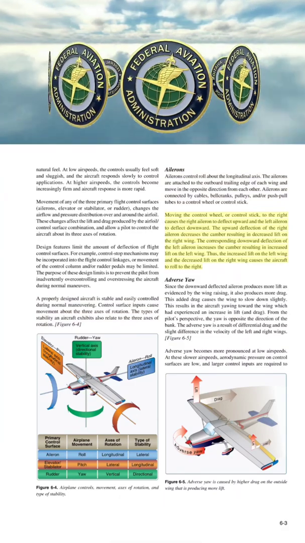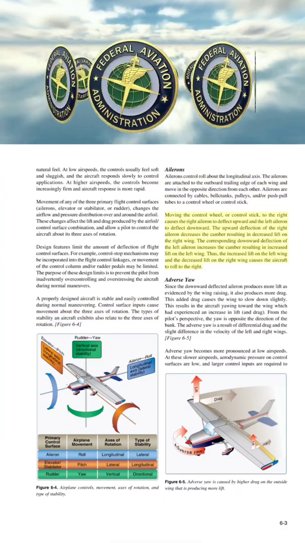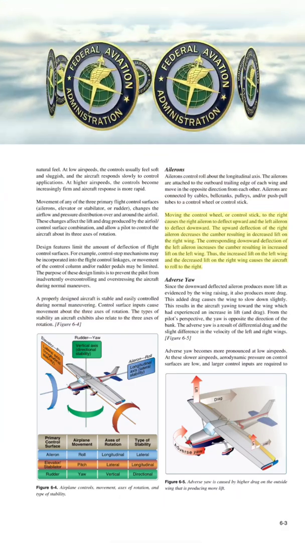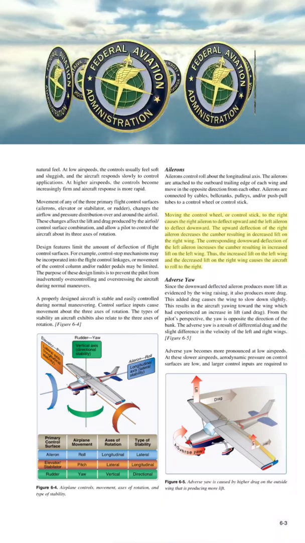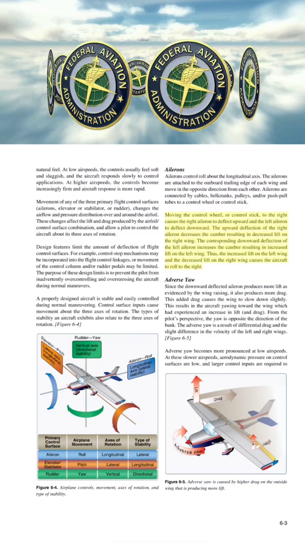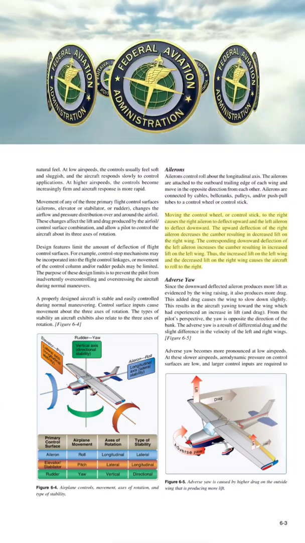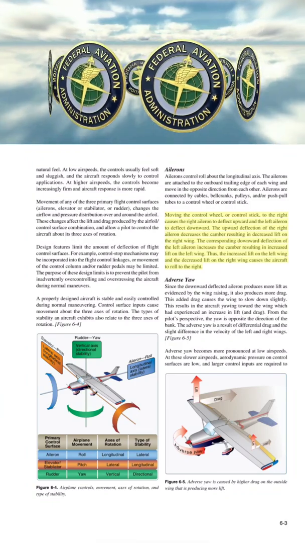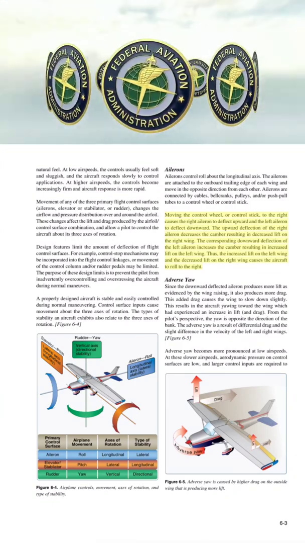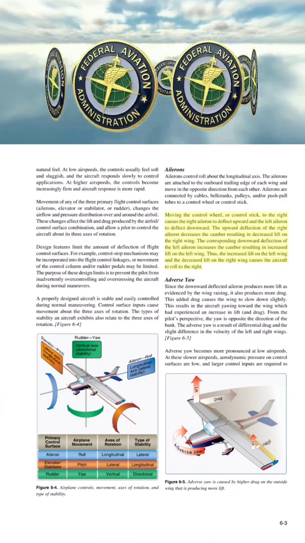Moving the control wheel or control stick to the right causes the right aileron to deflect upward and the left aileron to deflect downward. The upward deflection of the right aileron decreases the camber, resulting in decreased lift on the right wing. The corresponding downward deflection of the left aileron increases the camber, resulting in increased lift on the left wing. Thus, the increased lift on the left wing and the decreased lift on the right wing causes the aircraft to roll to the right.